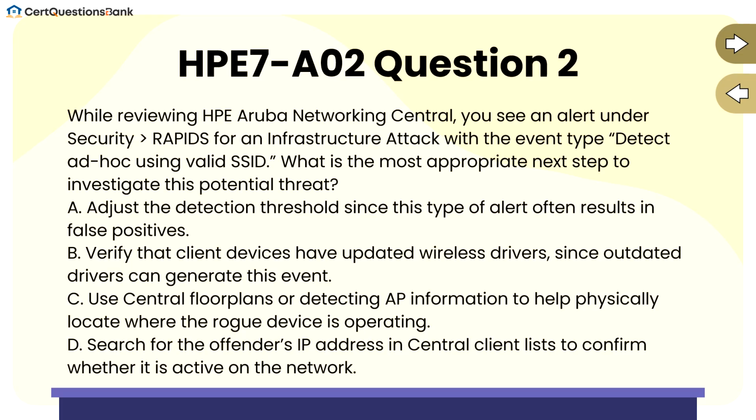A. Adjust the detection threshold since this type of alert often results in false positives. B. Verify that client devices have updated wireless drivers, since outdated drivers can generate this event. C. Use Central floor plans or detecting AP information to help physically locate where the rogue device is operating. D. Search for the offender's IP address in Central client lists to confirm whether it is active on the network.